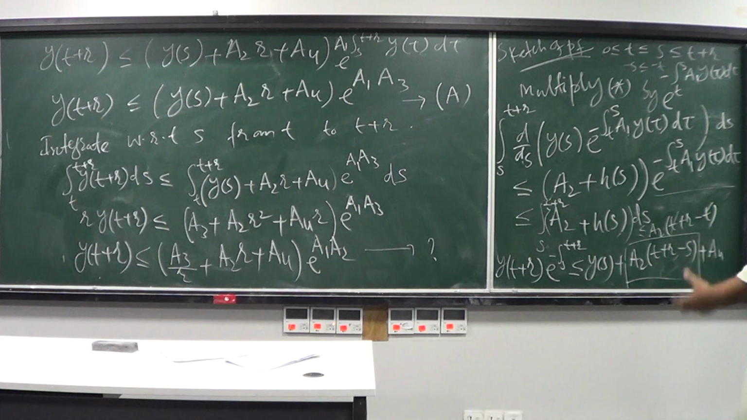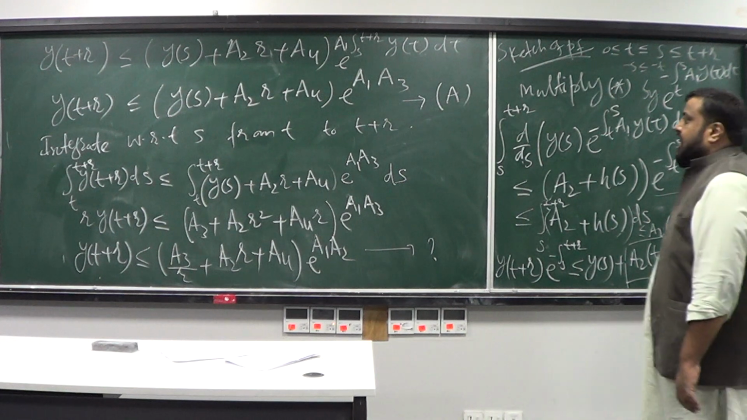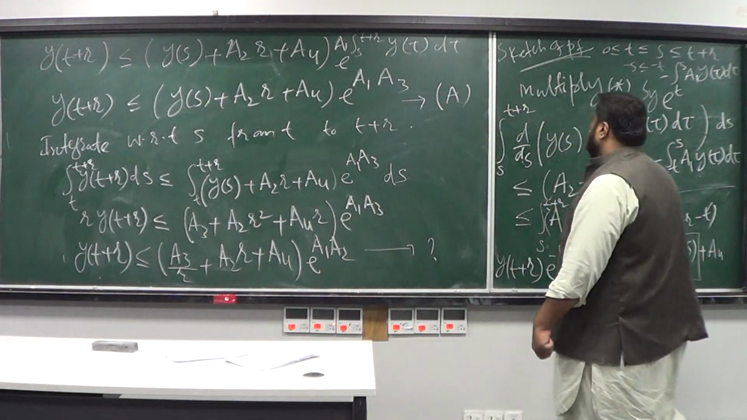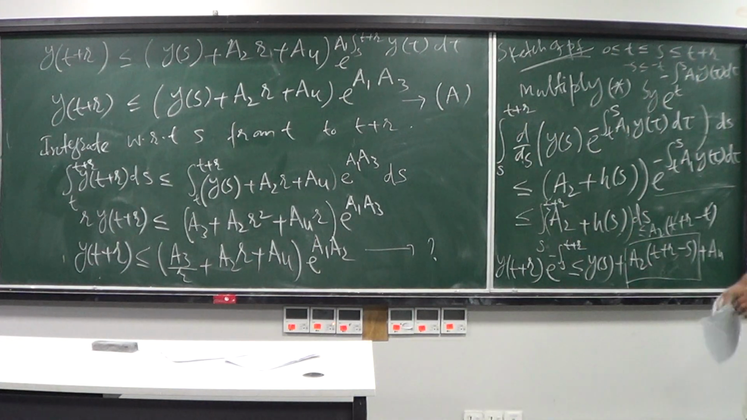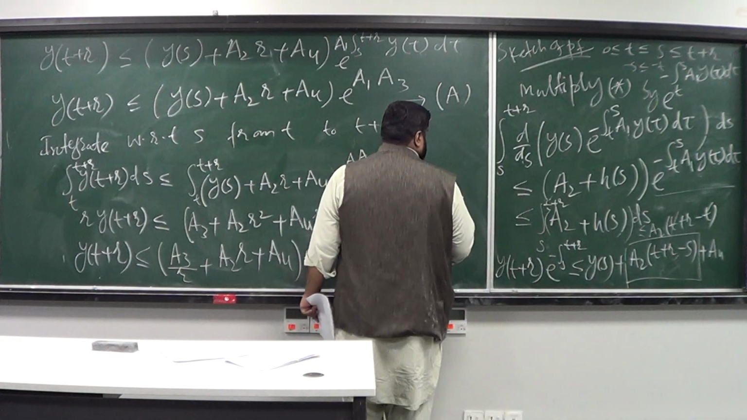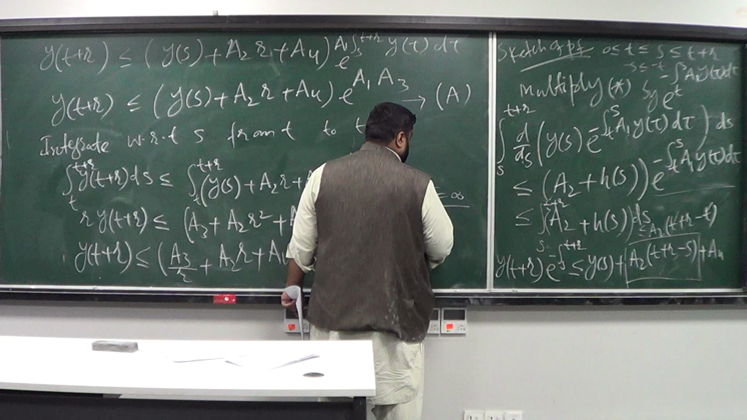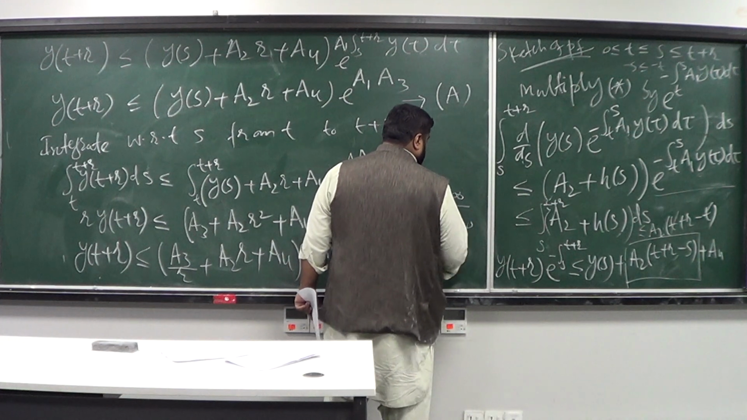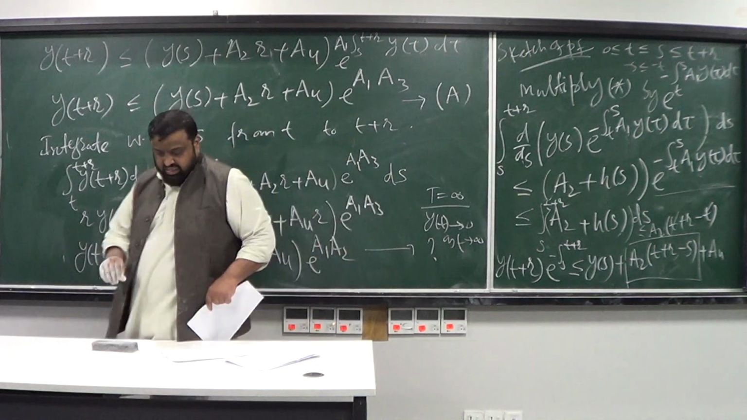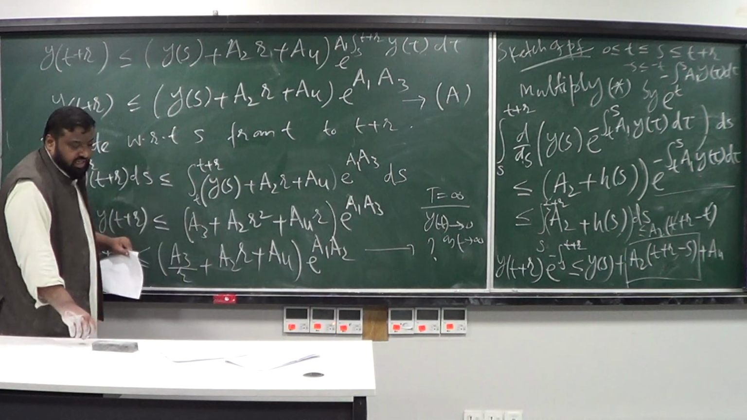And your task would be to prove the second part of the proof as well, where if you take t to be infinity, y of t will go to 0 as t goes to infinity. So this is really it.